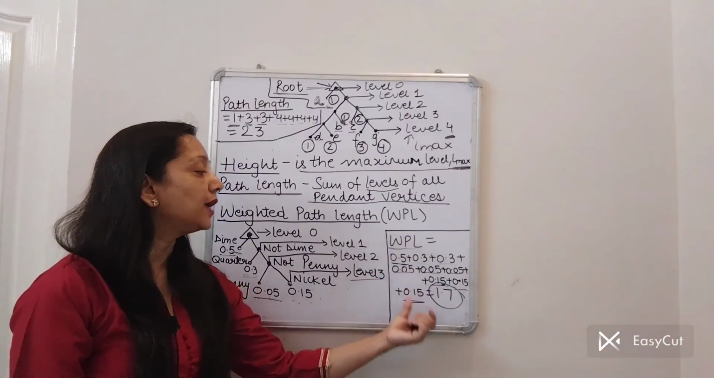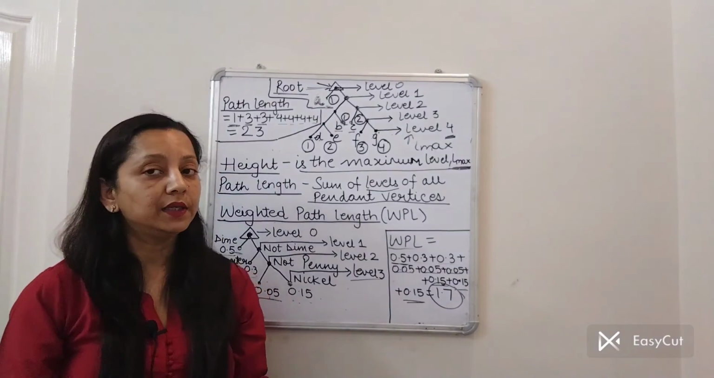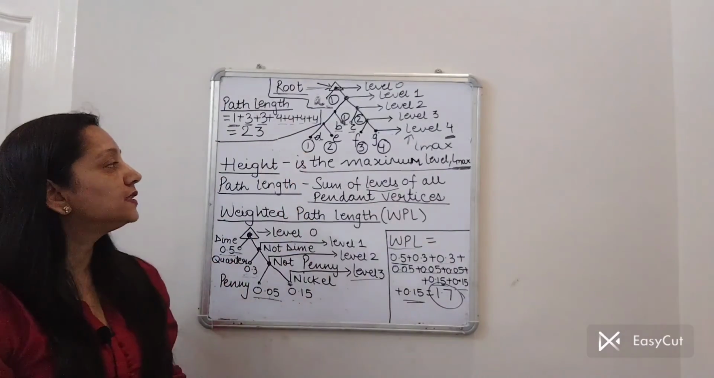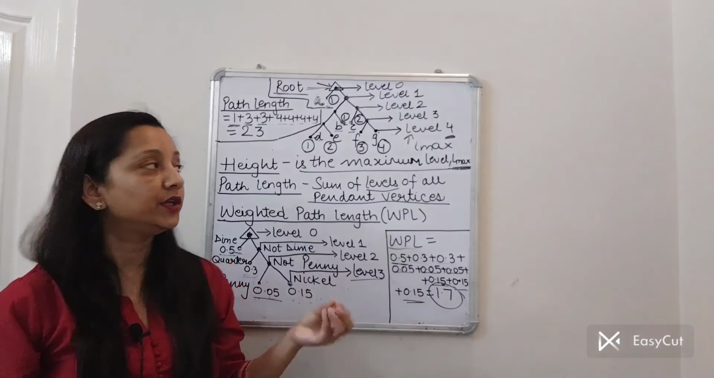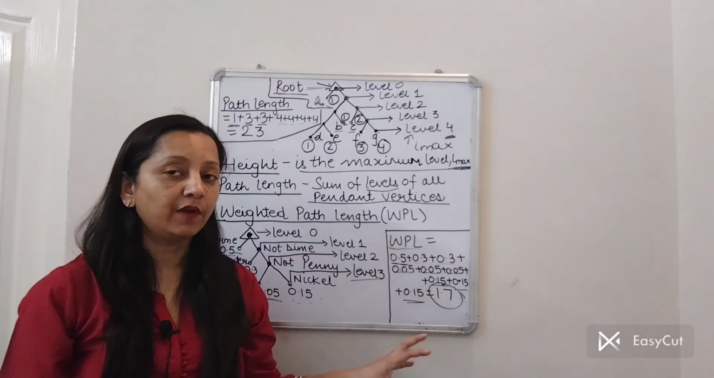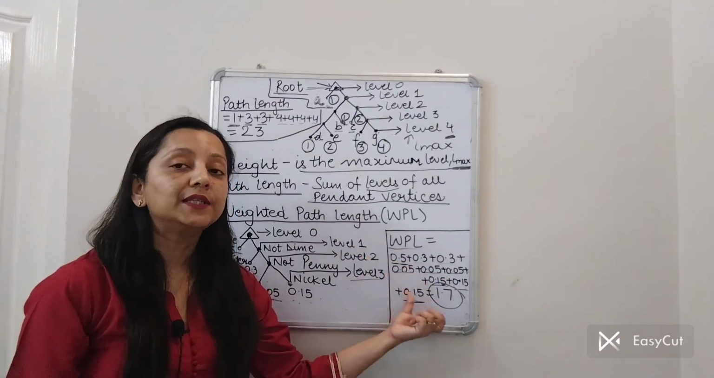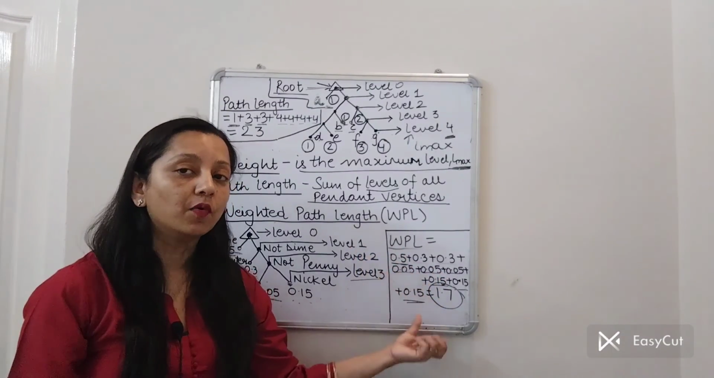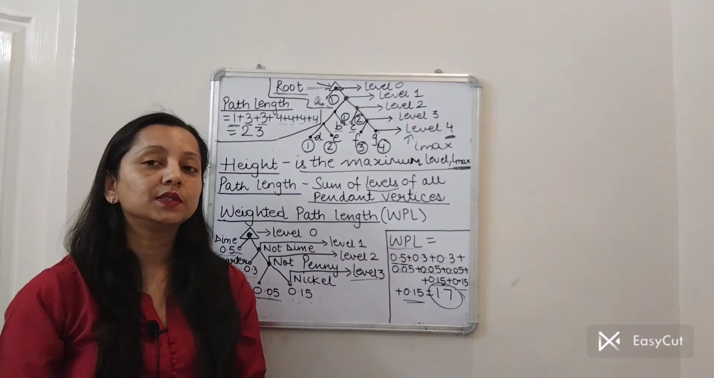So this is how I calculate the weighted path length for a weighted binary tree. The only difference is that in case of a normal binary tree, which is not a weighted binary tree, you sum up the levels. And for a weighted binary tree, you find out the path length by summing up the weights of the pendant vertices. This is the only difference. So I hope today's lecture is clear to you.